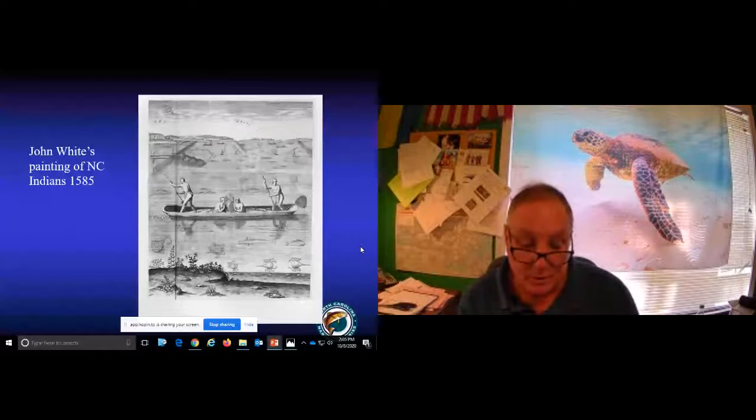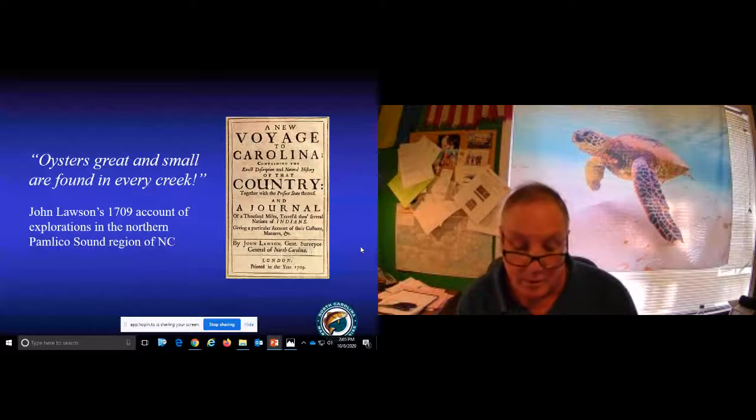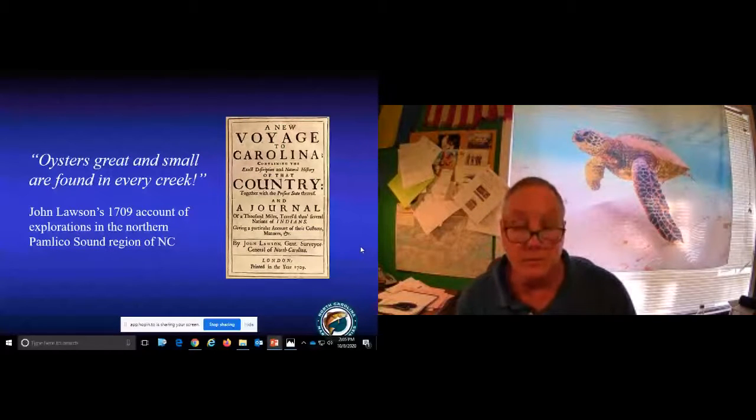In the 1700s, John Lawson explored the northern Pamlico and Albemarle Sound regions in the early part of the 1700s. Lawson, a surveyor by trade, founded the town of Bath, the first incorporated town in North Carolina, as well as New Bern, which would later become its colonial capital. He published a very successful journal of his travels in North Carolina in England, and he was quite the author.